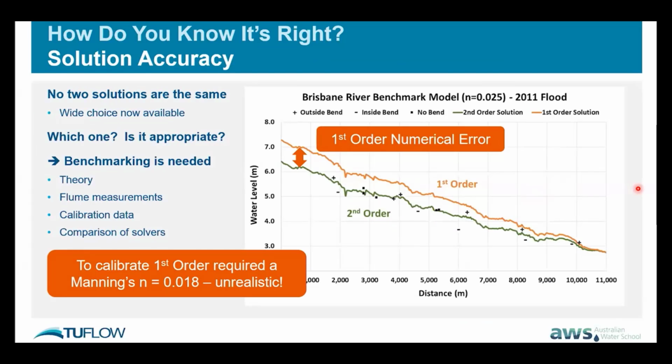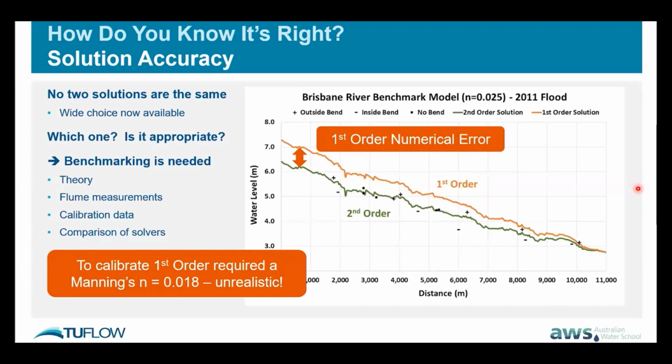Okay, so yeah, when we look at this profile here, you can see the second order solution is coming down quite nicely, matching the flood levels, with the ones on the outer side of the bend higher than the ones on the inside of the bend. But when you run first order, you see this elevated water surface through here. It just doesn't match the measured values very well at all.